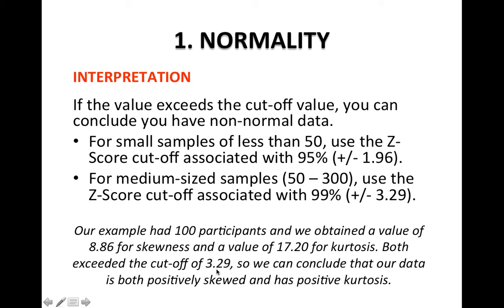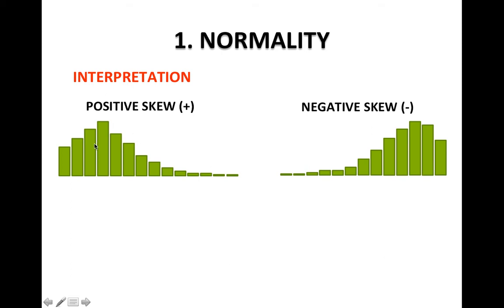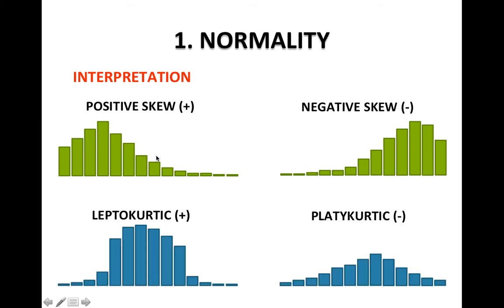Both exceeded the cutoff of 3.29, so we can conclude that our data is both positively skewed and had positive kurtosis, and we associated that with the positive value we obtained here. If you recall, positive skew looks like this, and positive kurtosis looks like that. So what we have is a very pointy, skewed distribution.